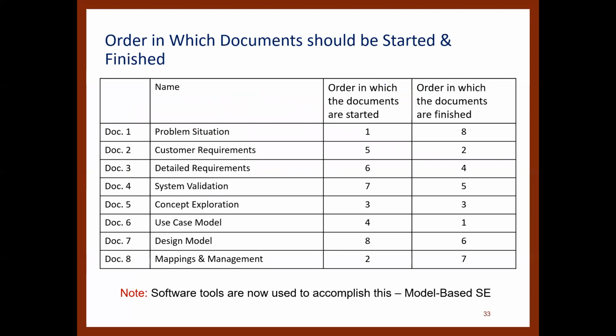And this is a good table. I like this table because it tells you the order in which you should start these documents, and then the order in which you should finish them or complete them. So as you can see, document number 1 is the first one that you start, but you have to wait until you complete the project to finish that document. Document 8 is the second document that you're going to start, but again, is the 7th document that you end, and so on.